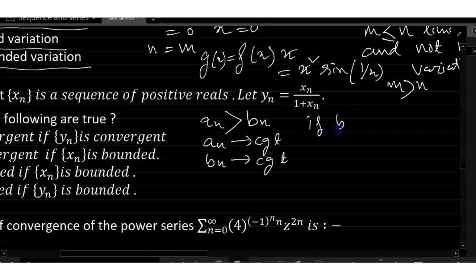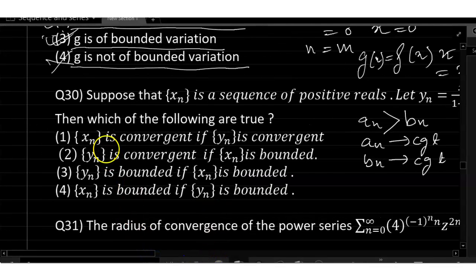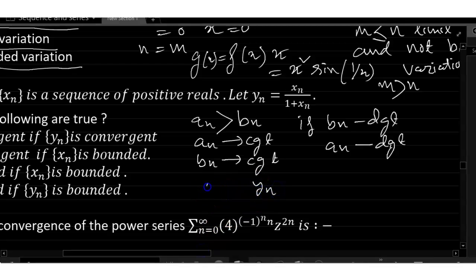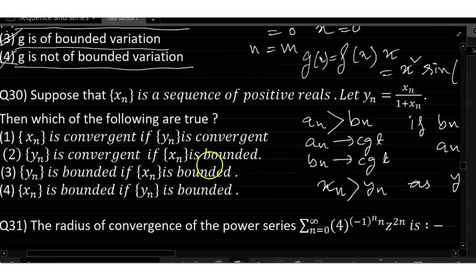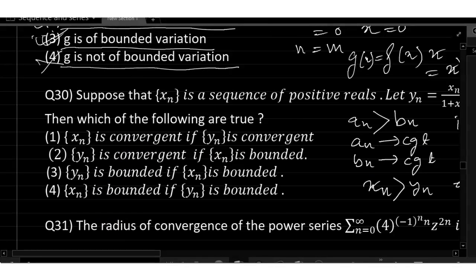If bn is divergent, then an is divergent. Always remember, if the bigger is convergent, then the smaller is convergent. If the smaller is divergent, then the bigger is also divergent. So we see that xn is greater than yn in this case, as yn is equal to xn divided by 1 plus xn. So by the comparison test, if yn is convergent then xn is convergent, so number 1 is correct.